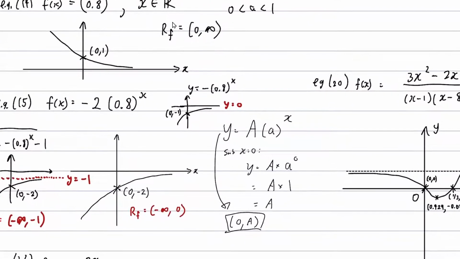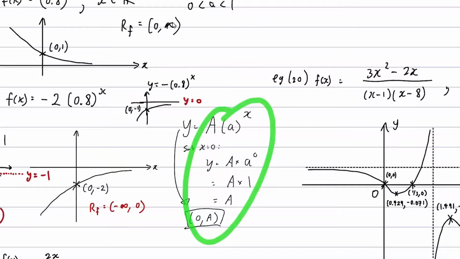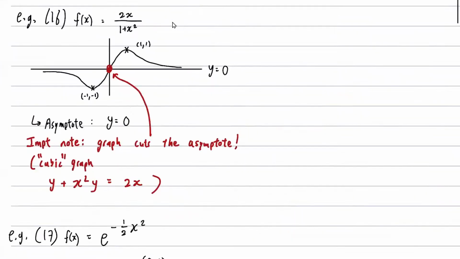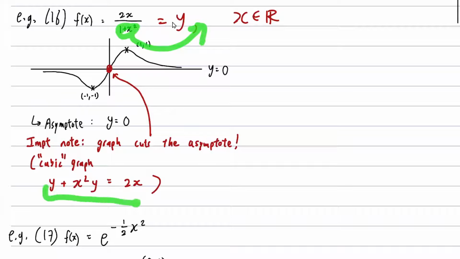Next example 16. You got f(x) equals 2x over 1 plus x squared. So this is a very special function. It's what we call a cubic graph, because if you treat this as y, and also x an element of all real numbers, still domain. If you multiply the denominator over, you get y bracket 1 plus x squared. Then you multiply out, you'll just end up with y plus x squared y equals 2x.